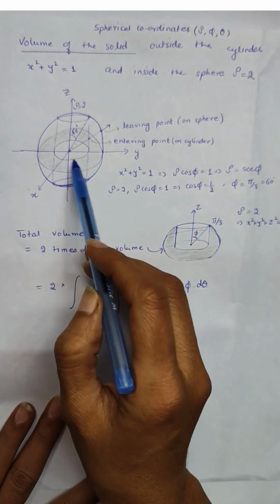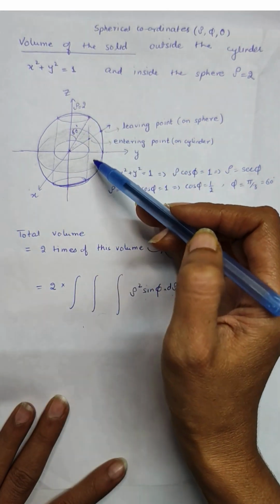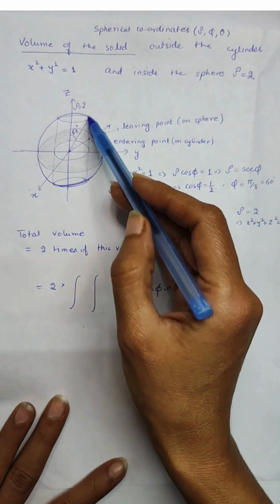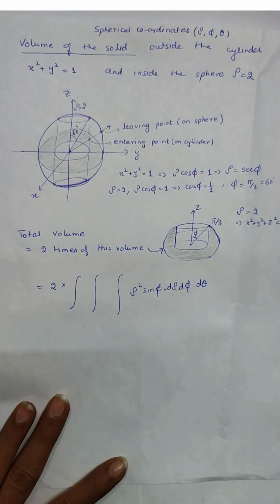So this is our cylinder. We take the unit circle in the xy plane, extend it both ways along the z direction, and we have the cylinder, and the sphere is the sphere of radius 2 with center at the origin.